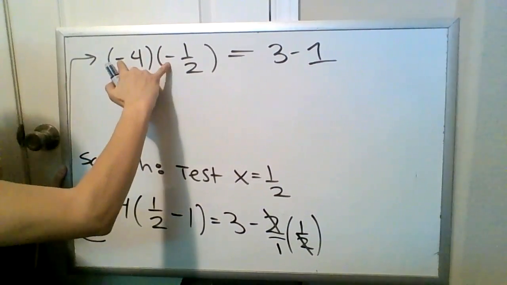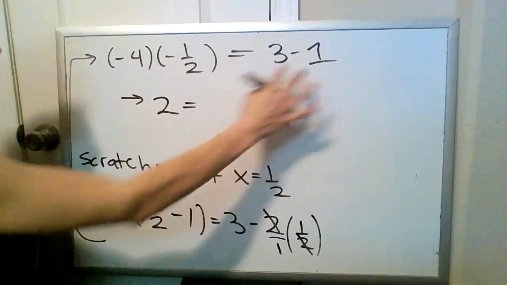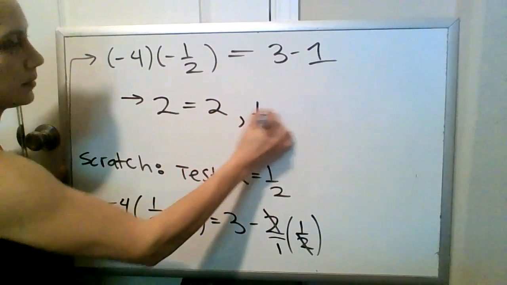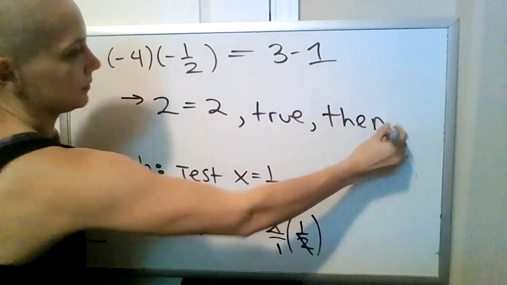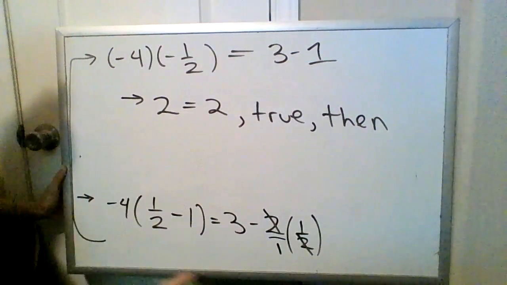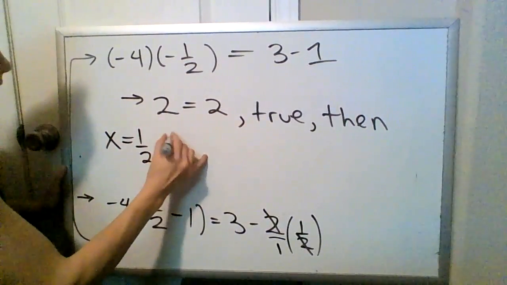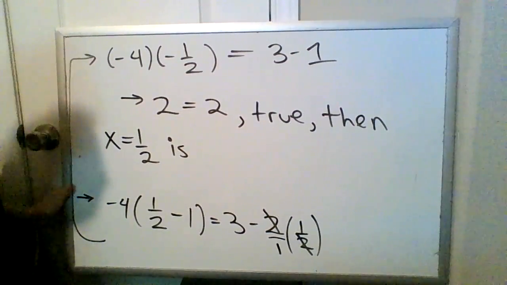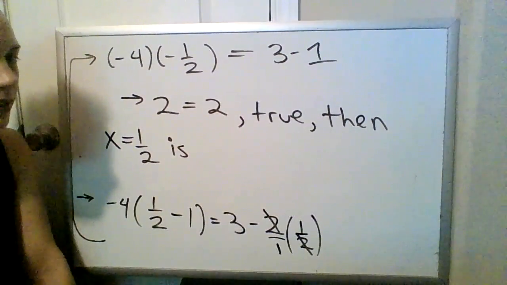Right, so this is going to be positive 2 equal to 2. It's true. Okay, so x equals 1/2 is a solution. And it turns out it's the only solution.